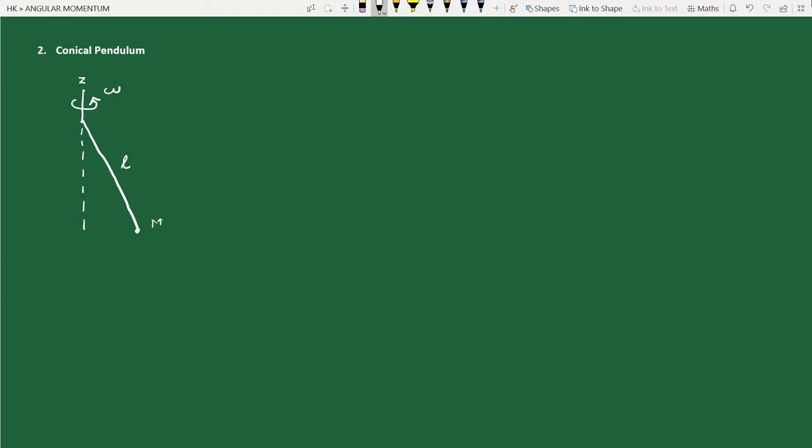So when this first rod is rotated with an angular velocity, the second rod, this is the pivot, is rotated in this horizontal plane, making a circular path. Let us consider this horizontal plane as the xy plane.